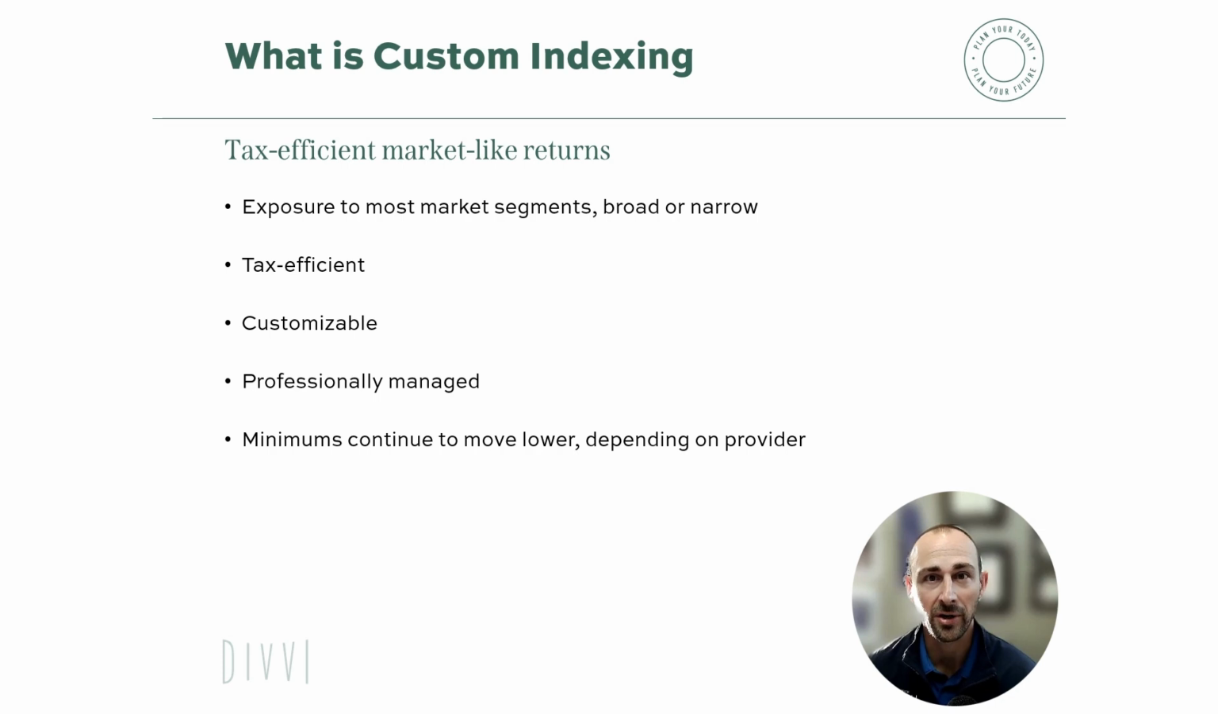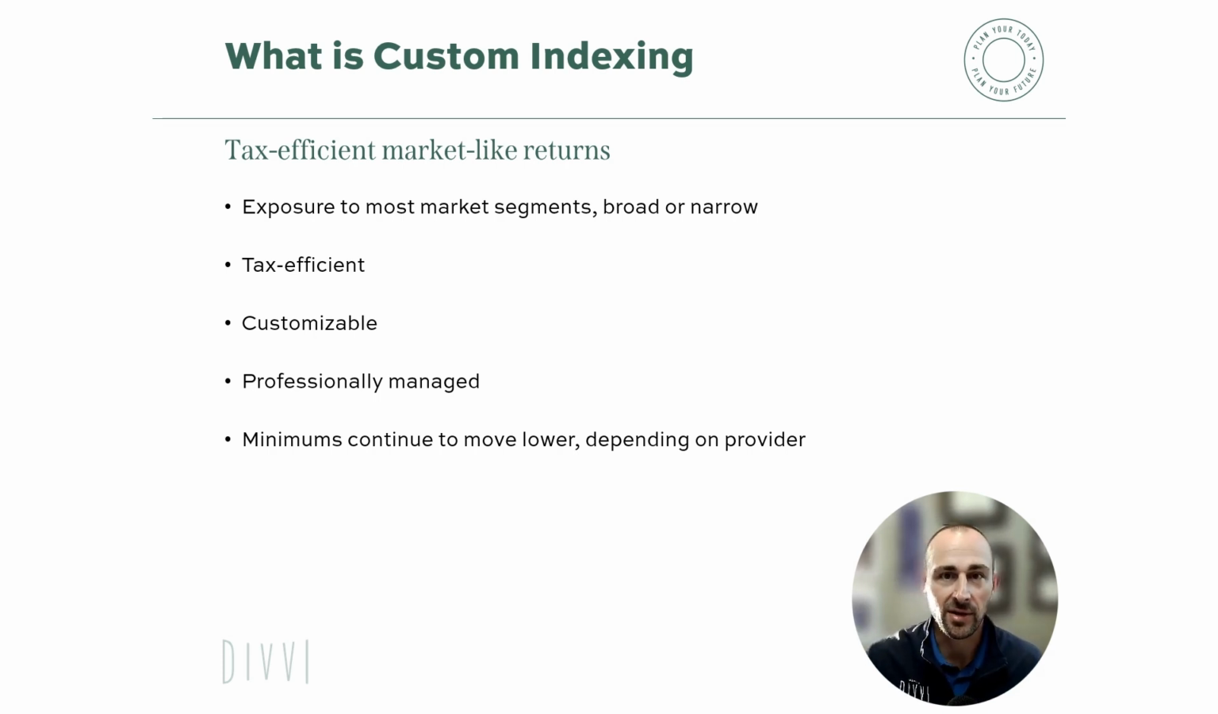So when we talk about market returns, the first question should be, which market? The good thing about custom indexing is that we have the ability to target broad markets, narrow markets, individual segments, and there's a lot of flexibility to determine what the underlying index or market exposure is that we want to try to mimic. If we want to think broad, like the S&P 500, that's certainly doable. If we want to think much more narrow and just focus on an individual sector like financials or information technology, that can also be done.